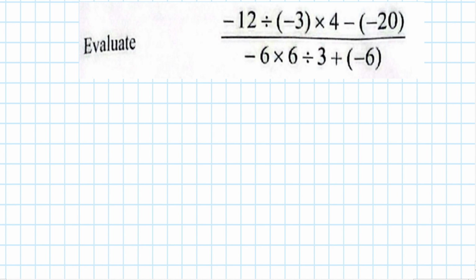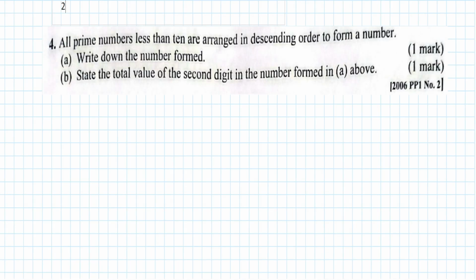Now this is another question. Obviously BODMAS, the same thing, right? Now the other question: all prime numbers less than 10 are arranged in descending order to form a number. Write down the number formed. Question B: state the total value of the second digit in the number formed in A above.